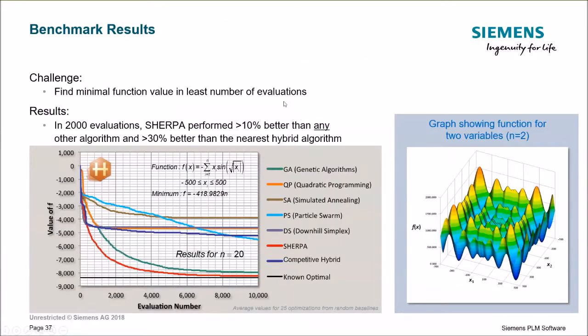This method has been validated quite a number of times. This is an example using a standard function. You can see the development of the function for n equal 20, compared to many of the common optimization algorithms out there, and you see that this Sherpa algorithm will find the optimum not only quicker but also closer to the known optimum.